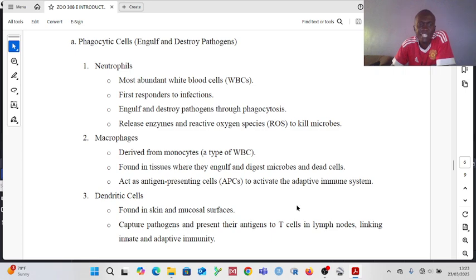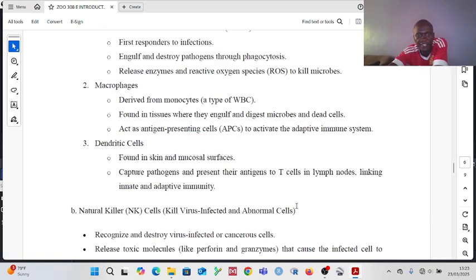Dendritic cells, just like macrophages, also capture pathogens and present the antigens of those pathogens. Once they've captured a pathogen, they destroy it and present its antigens to T cells. Okay, just like what the macrophages also do.